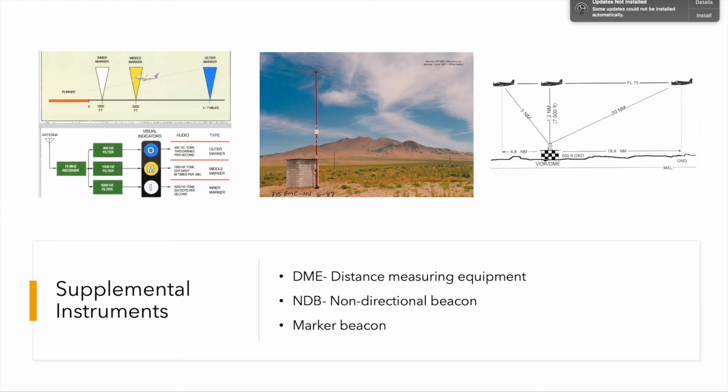You can also see the way that it works. There's a 75 megahertz receiver, and then it filters out the different tones so that there's only one antenna needed to get all three of those different markers. And by what frequency is going through that antenna, it's able to determine which marker beacon you're over the top of.